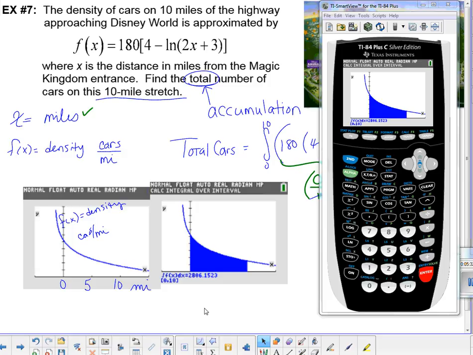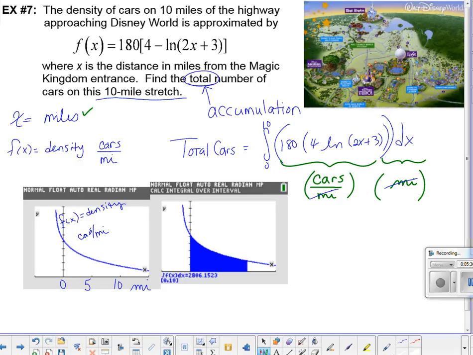2,806.152 cars on the road is our estimation of the total cars on that 10-mile stretch. 2,806.152 cars. And for the AP, we just always give them 3 decimal places unless it's very clear in the problem that they want us to estimate or round to the nearest whole car. So there you have it.